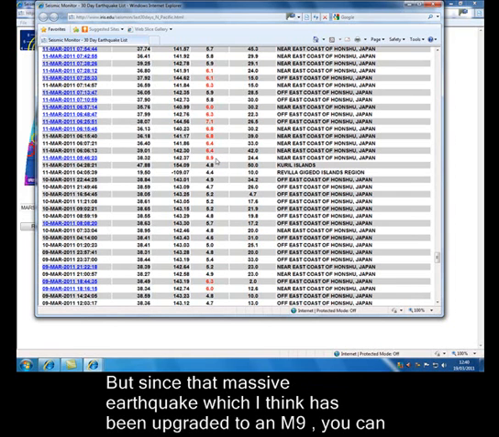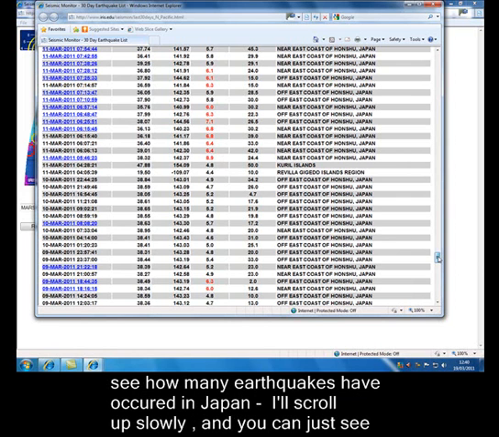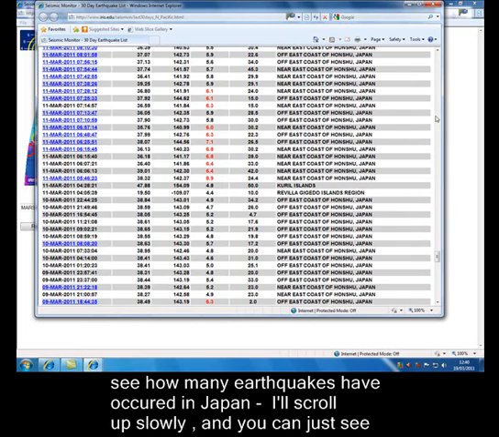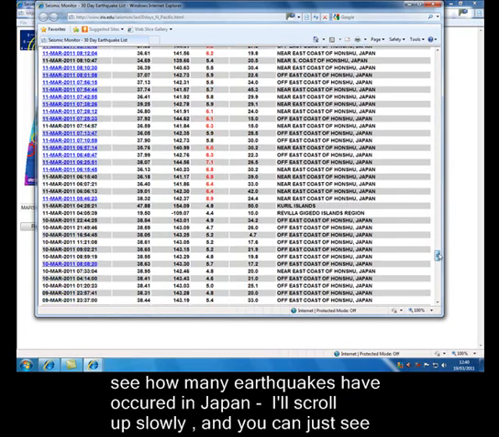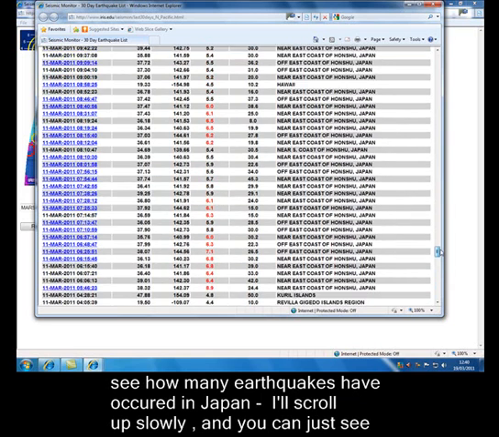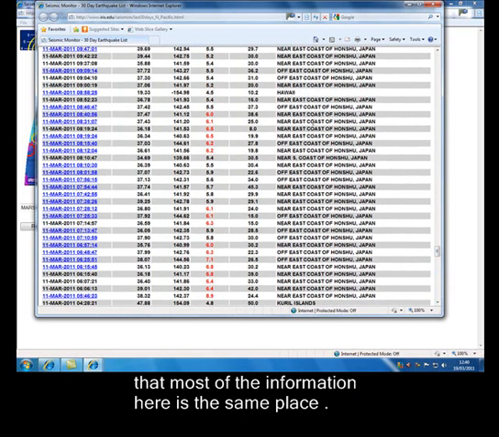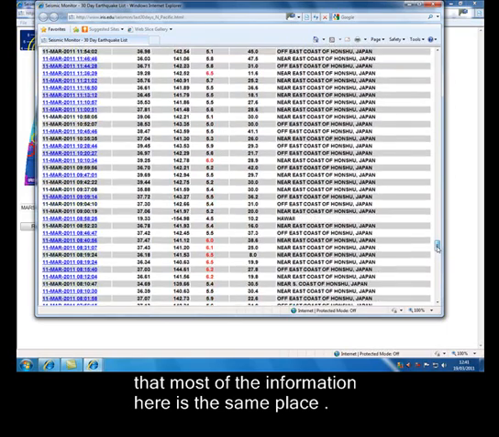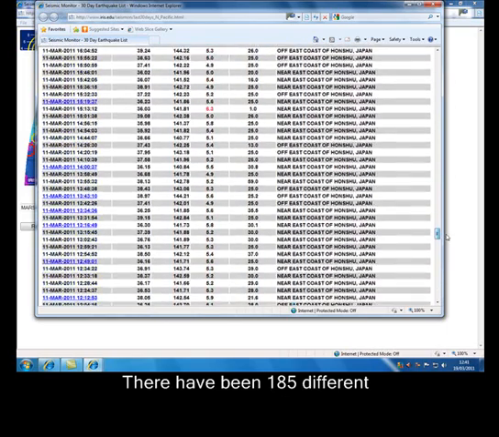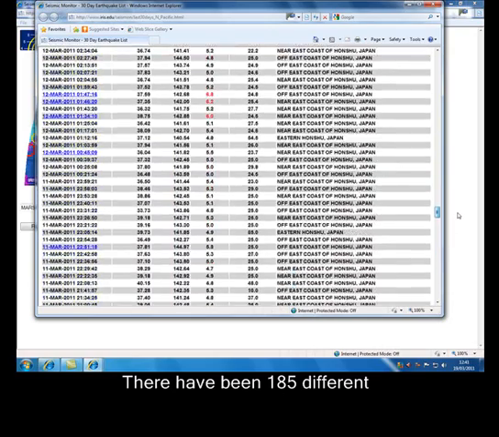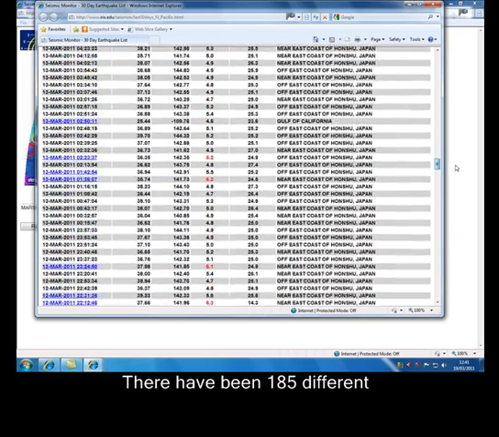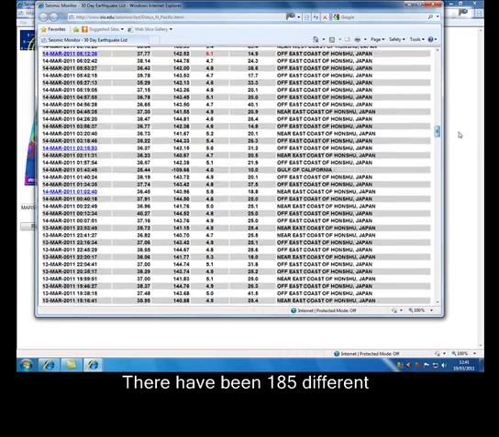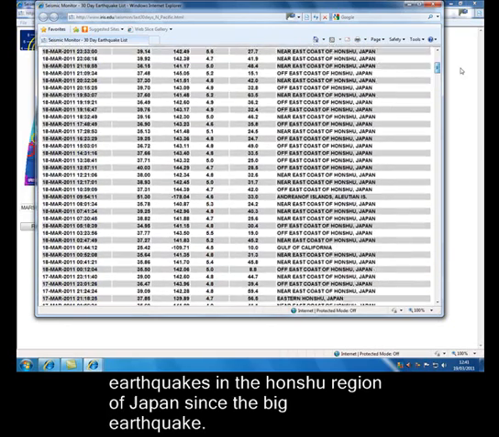But since that massive earthquake, which I think has been upgraded to a 9, we can see how many earthquakes have occurred in Japan. Now I'll scroll up very slowly, and you can just see that most of the information here is the same place, and there have been 185 different earthquakes in the Honshu region of Japan since the big earthquake.